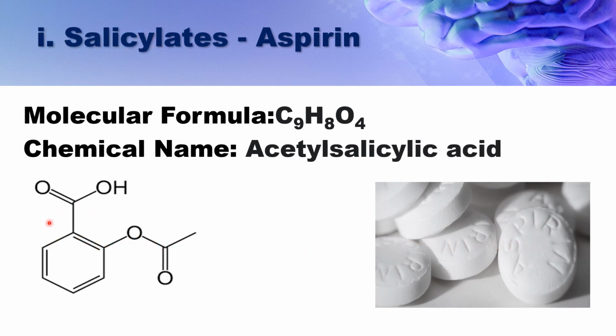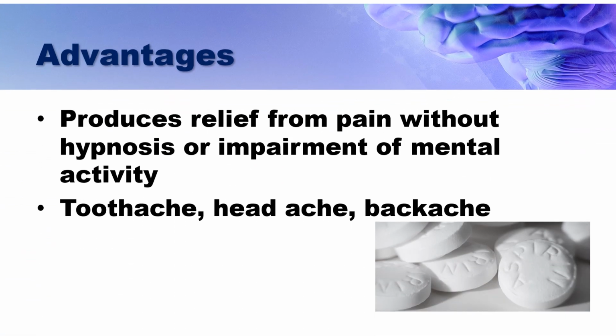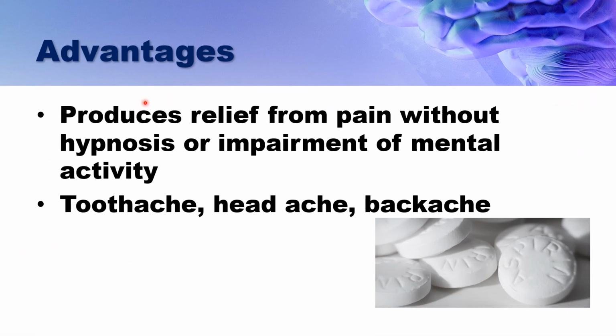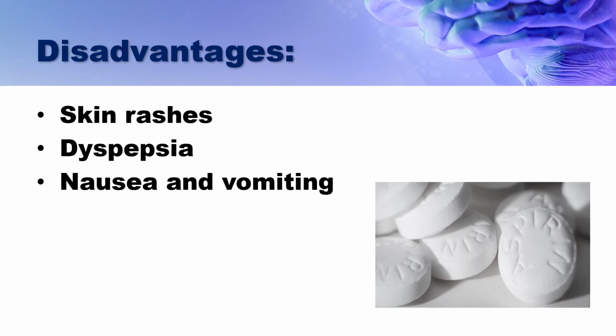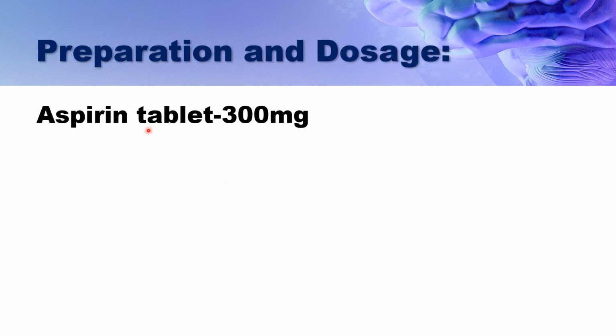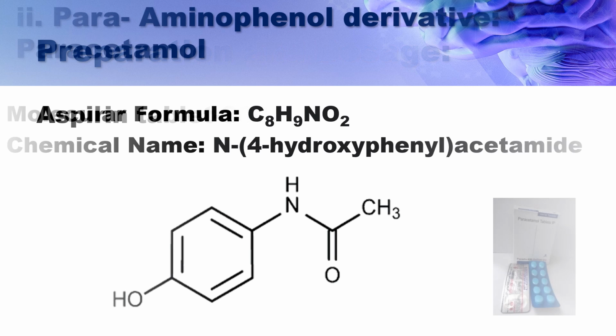Salicylate, aspirin. The structure of aspirin. The molecular formula is C9H8O4. The chemical name is acetyl salicylic acid. Advantages: it is going to produce relief from pain without hypnosis or impairment of mental activity. It is used for toothache, headache and backache. Disadvantages: it causes skin rash, dyspepsia, indigestion, nausea and vomiting. The dosage of aspirin is 300 mg.